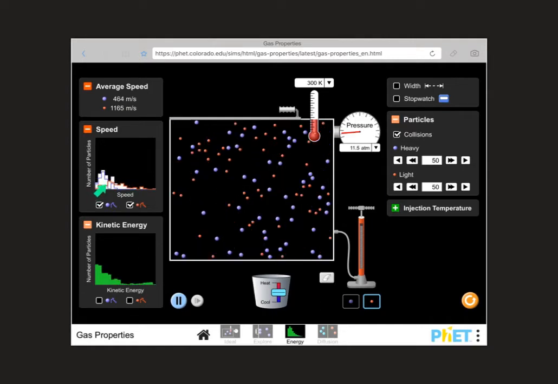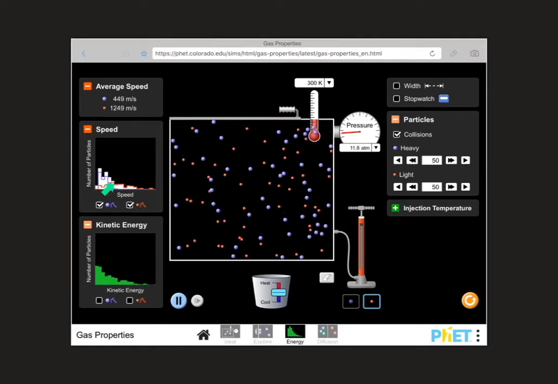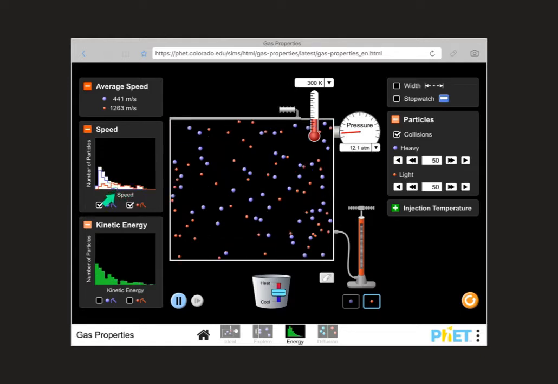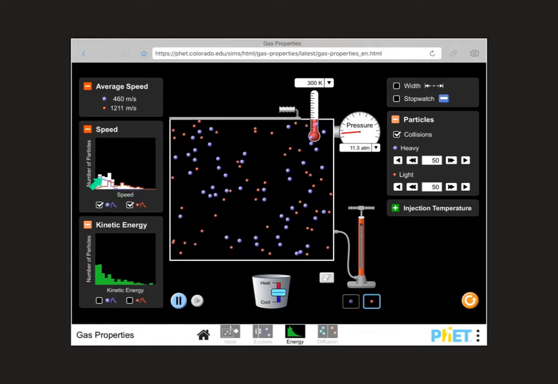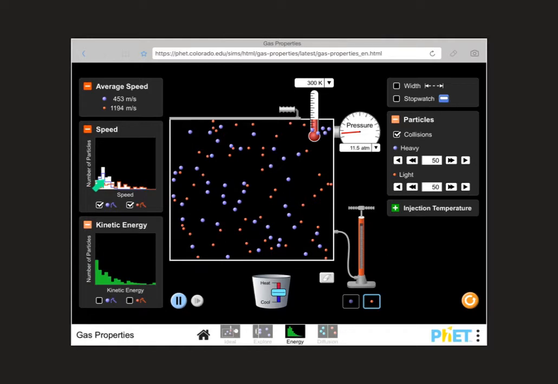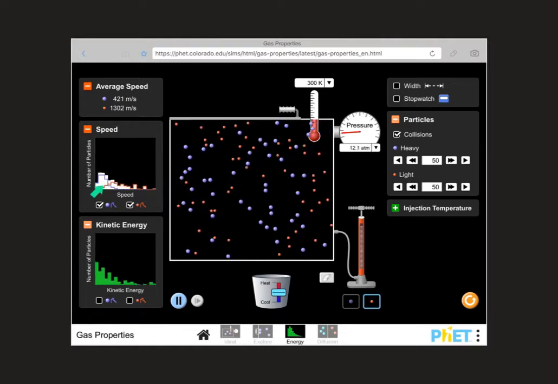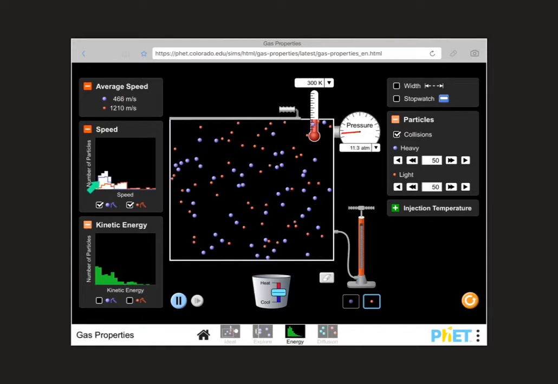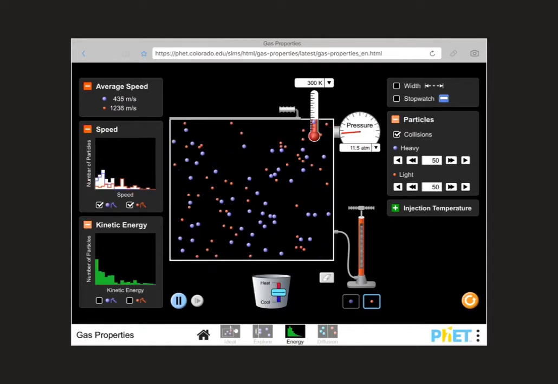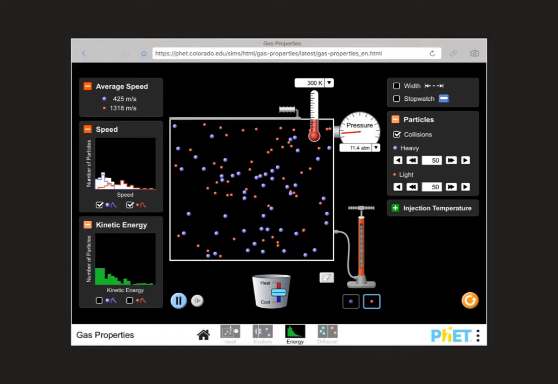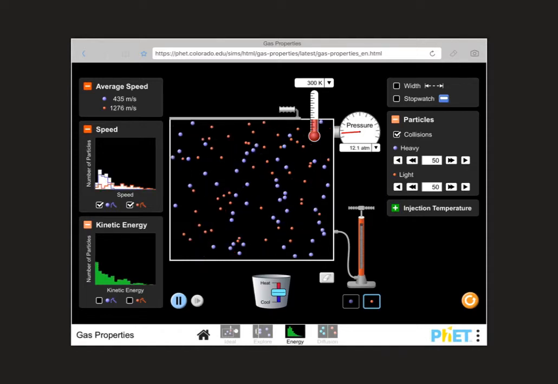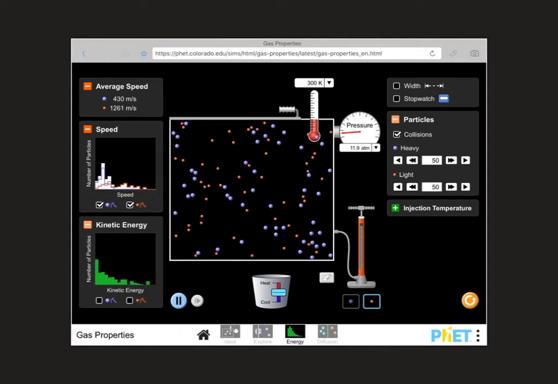The thing you notice, though, is that the peak of this red curve is at a higher average speed than the peak of the blue curve. So everything we already talked about before is being shown here, only, again, it's not a nice smooth curve, and that has to do with the fact that we only have a limited number of molecules. Down below, we have the kinetic energy of this system.